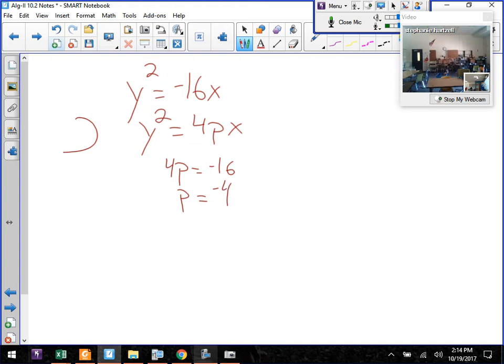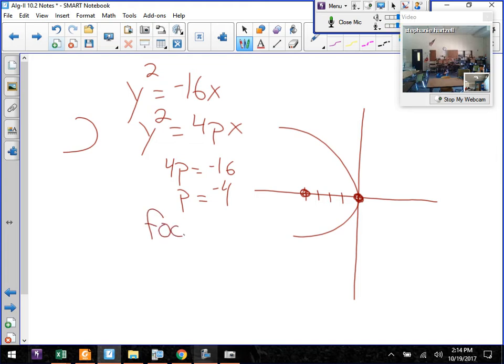Negative 4. So I know that the vertex of this parabola is going to be at the origin because there's no shift today. I know it's going to open to the left, so I just make a little sketch of this. It doesn't have to be perfect. And I know that my focus is going to be 4 spots to the left of my vertex. Well, what's that ordered pair? So my focus is at (-4, 0).